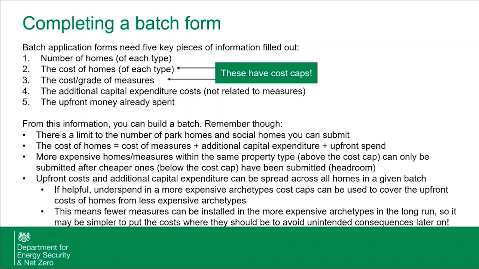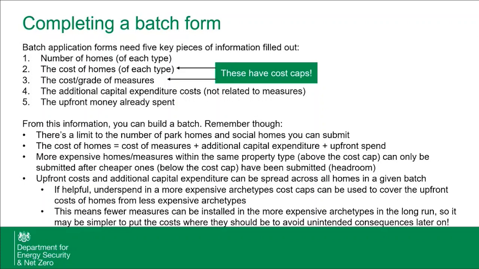When you go to fill in a batch form, you will need to have 5 key pieces of information. Of course, you'll need to know the number of homes within that batch. If we think of a single batch, you'll need to know the cost of the homes of each type of archetype in that batch. You need to know the cost and the grade of measures of the batch you're submitting, and these 2 things have their own cost caps. You'll need to know the additional capital expenditure you're going to spend on the batch, in terms of things like Trustmark lodgements, those that are not related to measures but might be logged as capital. And you'll also need to know the amount of upfront money you've already spent to date on those homes. From these 5 pieces of information, you can build a batch.